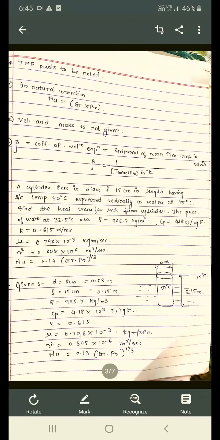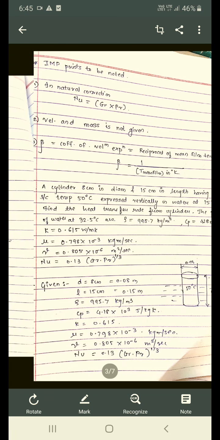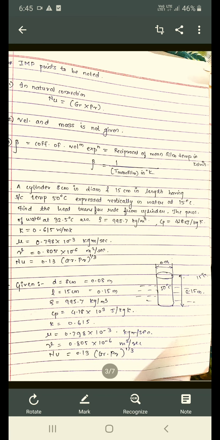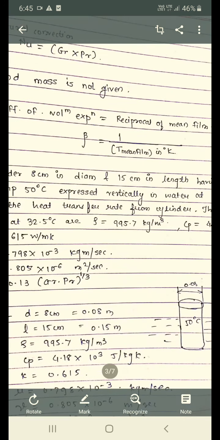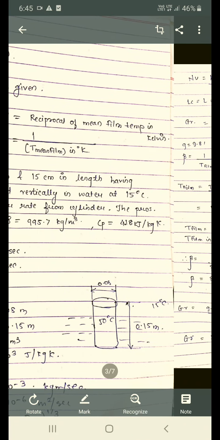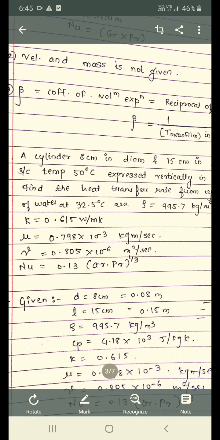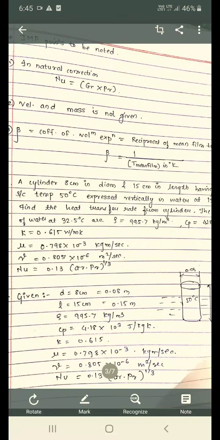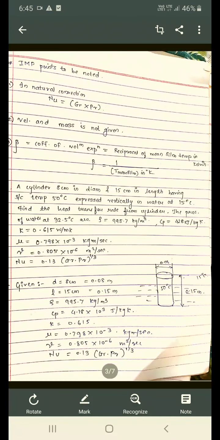We will take one example first. A cylinder of 8 cm in diameter and 15 cm in length, having surface temperature 50 degrees Celsius, is exposed vertically in water at 15 degrees Celsius. Find the heat transfer rate from the cylinder.